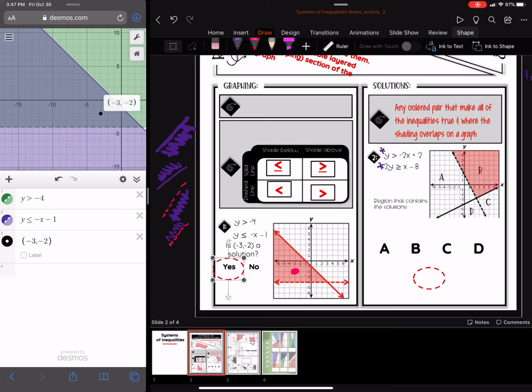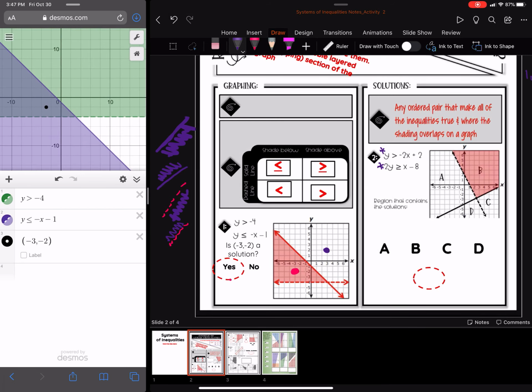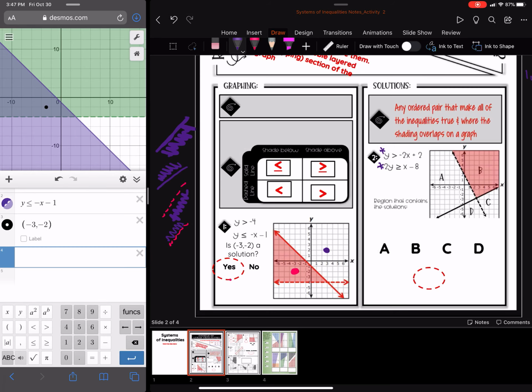Now what happens if I flip these and I said, well, is +3, +2 part of my solution? And I had to answer the question now. Is +3, +2 part of the solution? Well, obviously it's not because it's outside of the shaded. But you could also put that into Desmos.